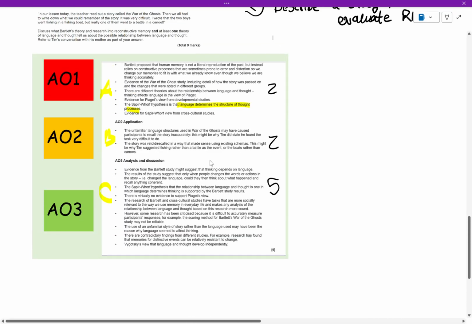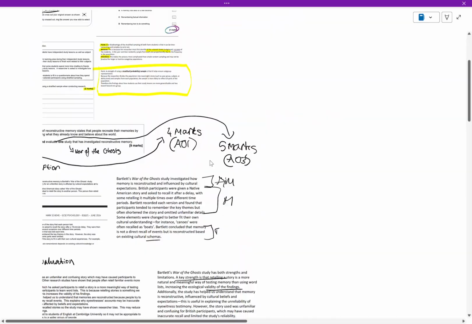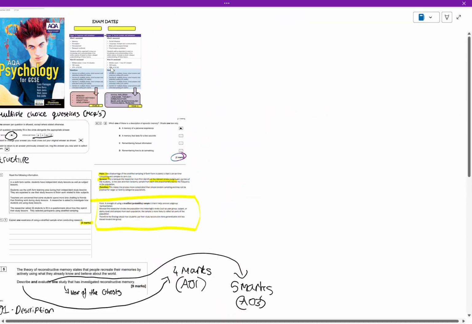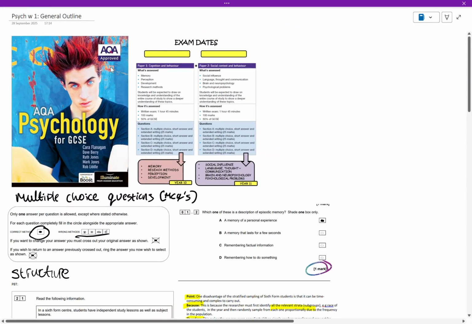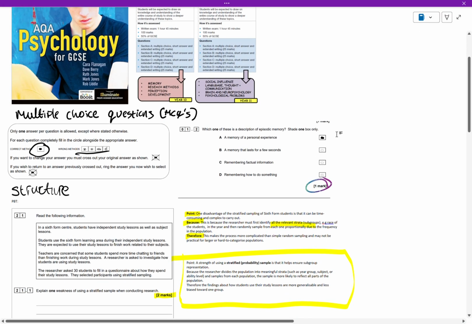And yeah, that's it. If you want to pause and read that again, you can. That's pretty much it for this lesson. We went over the structure of different questions and how to answer some basic 9 markers and some lower mark questions as well.